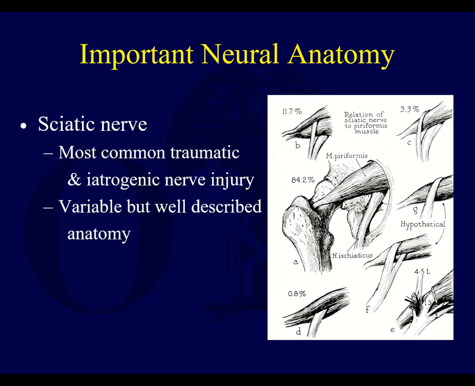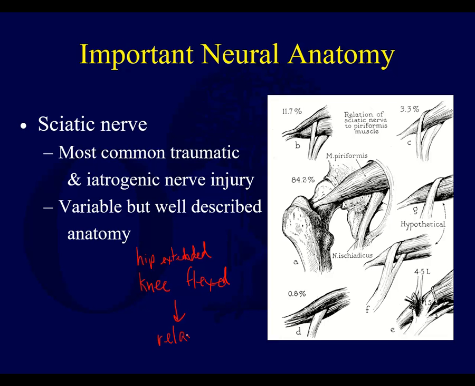The sciatic nerve, unfortunately, is the most common traumatic and iatrogenic nerve injury. It's very important when you're doing surgery, for instance, that if you're doing a posterior approach, you keep the hip extended, and the knee flexed. Okay, so that relaxes the nerve, right?